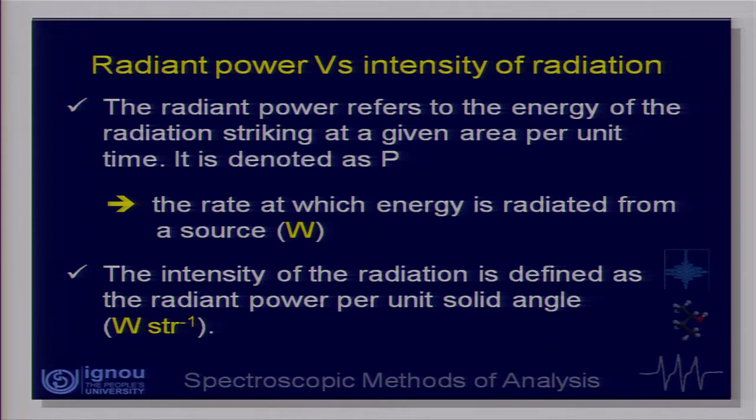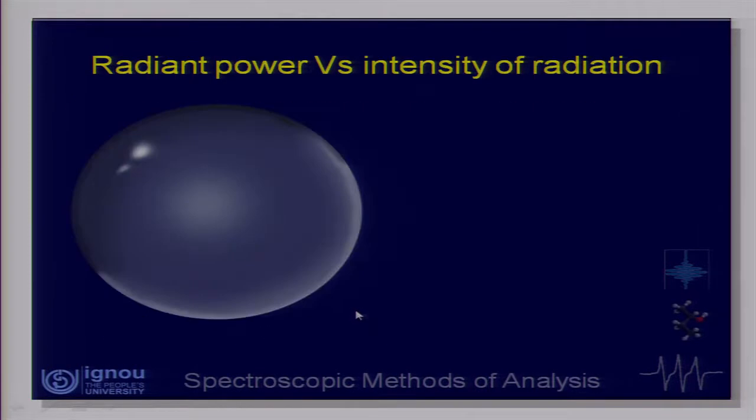As against this, the intensity of radiation that we talk about happens to be the radiant power per unit solid angle, and it is given in terms of watt per radian. Let us understand the difference between the two. Let us look at this picture here. I am just showing you a sphere here.